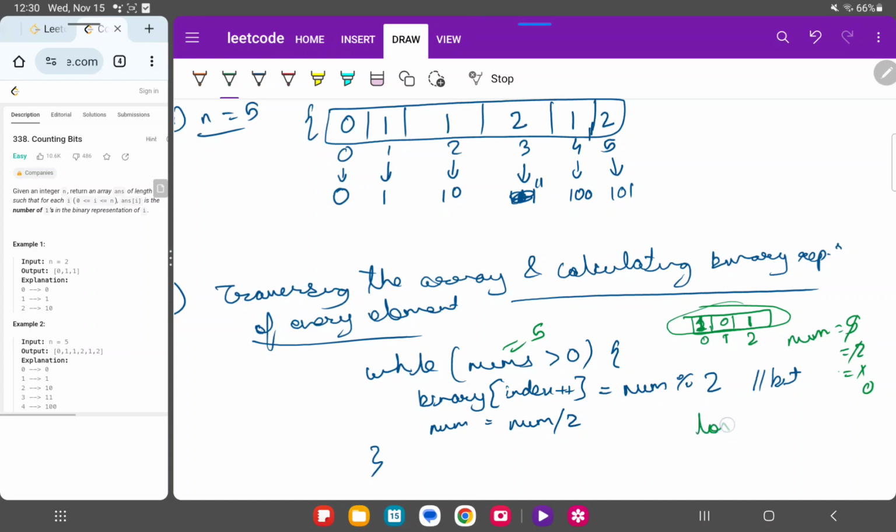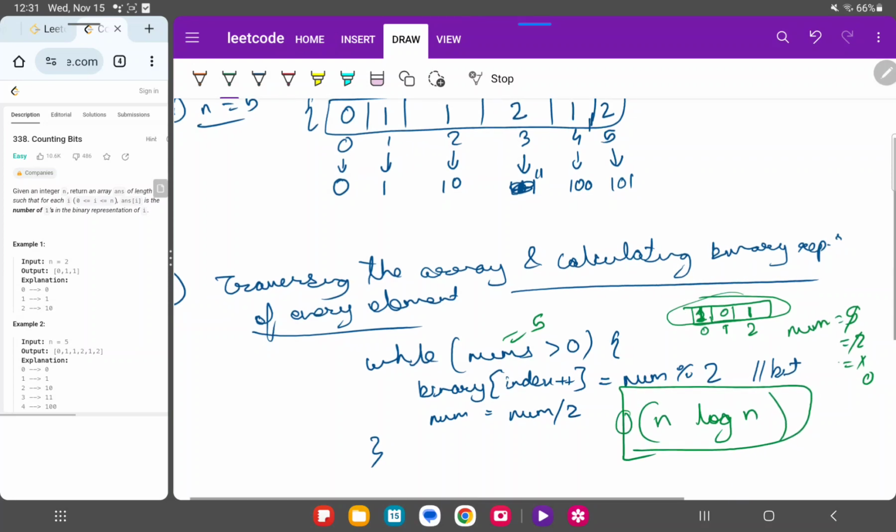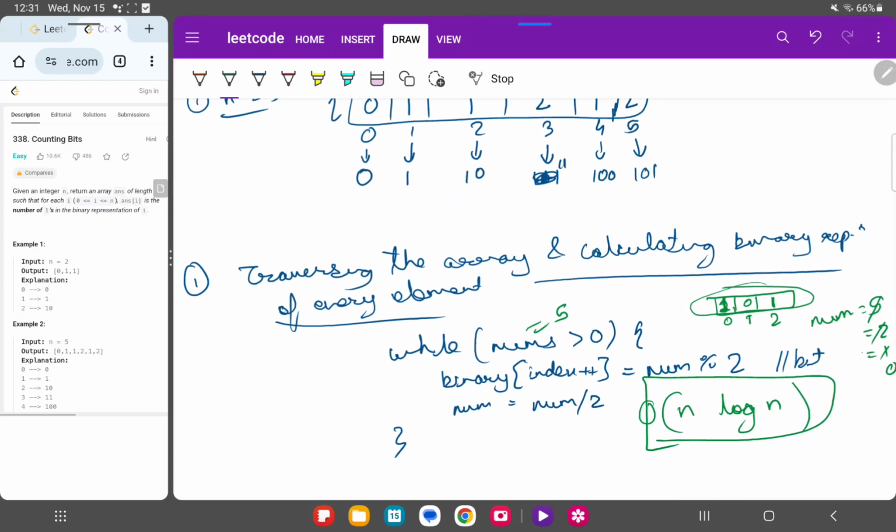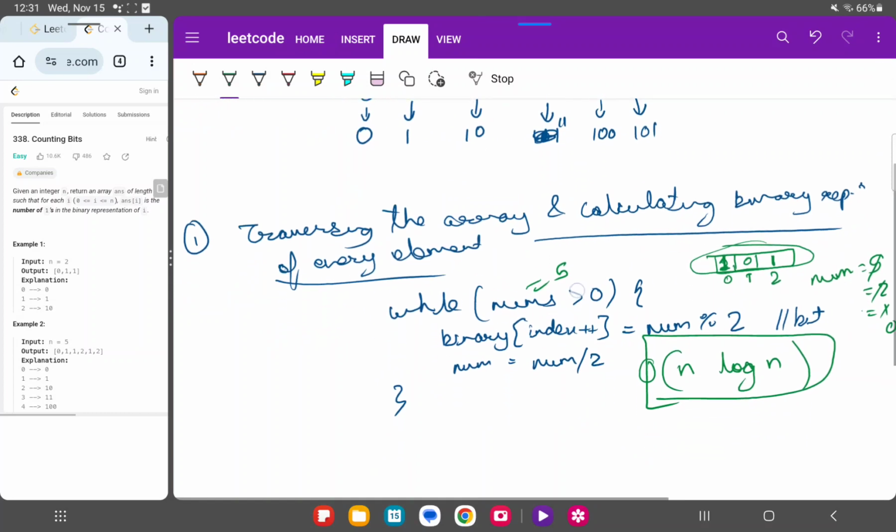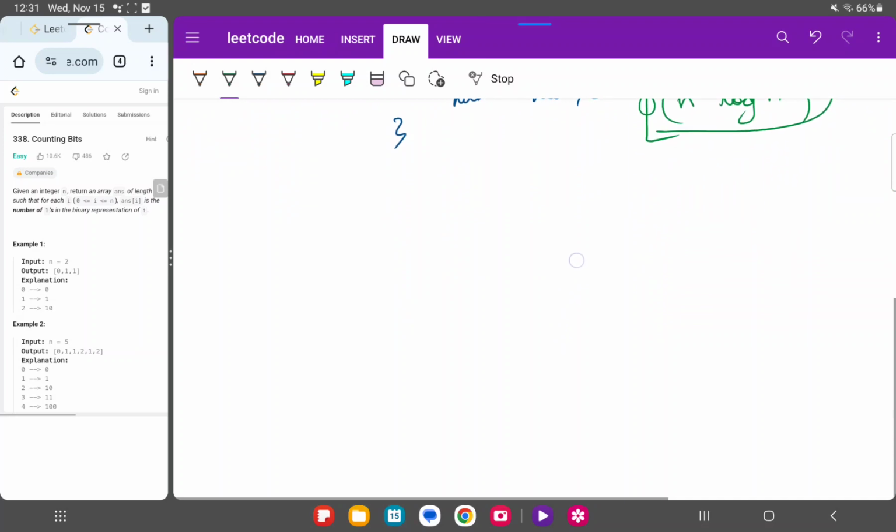So this is a log n approach, and since we are going over all the array elements, this complete algorithm becomes an n log n approach. So can we do any better than this? Can we do it in an O of n solution? This is where dynamic programming comes into the picture. DP approach.